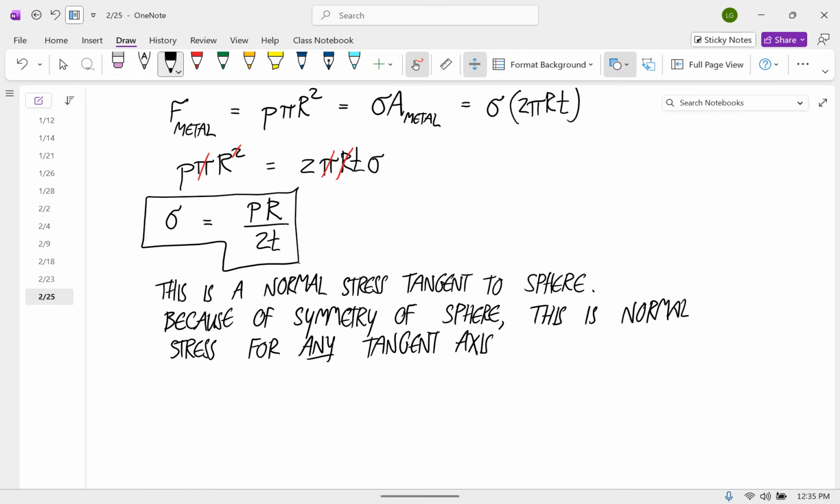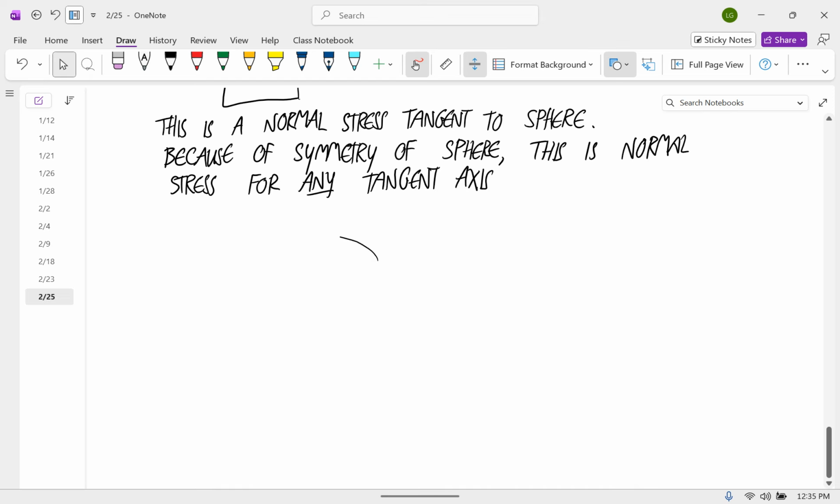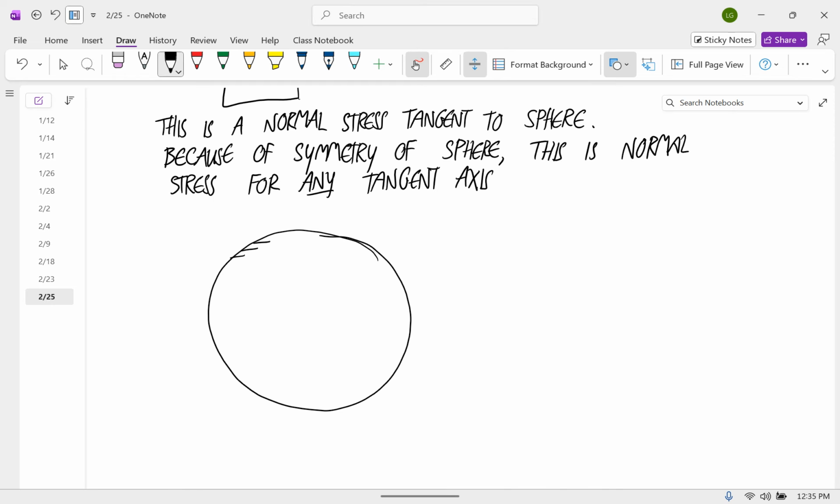So let me draw that. If this is our sphere, and we want to know what the stress is at this point on the surface, we can set up a coordinate system with x and y tangent to the sphere and z pointing out.